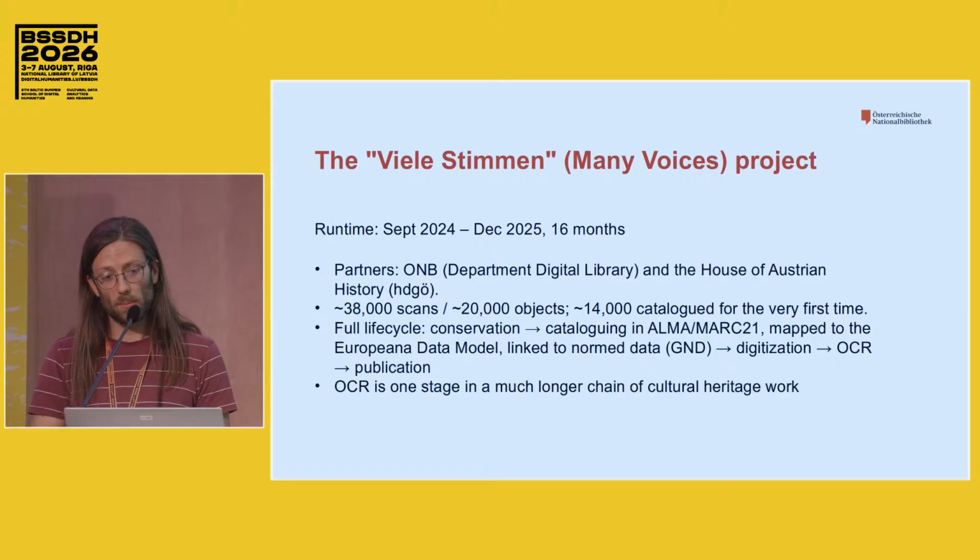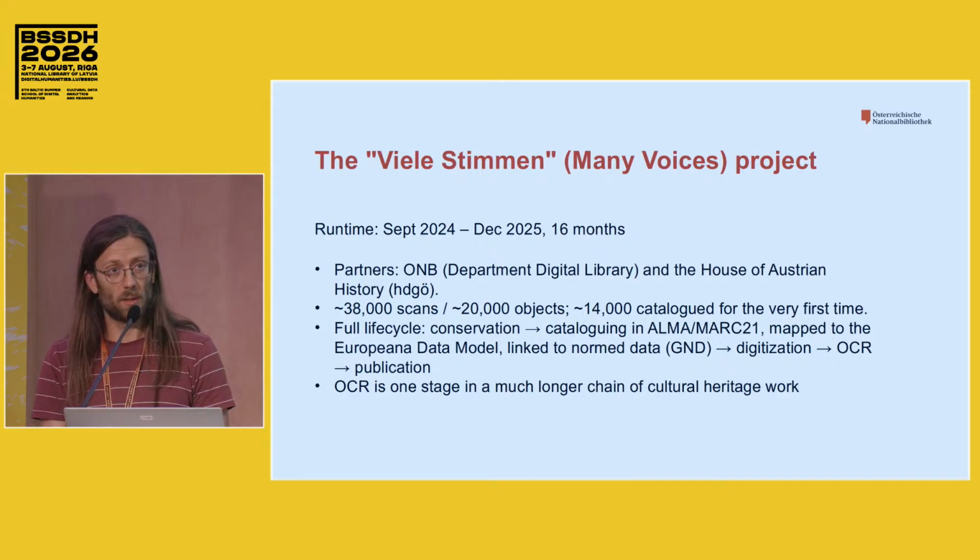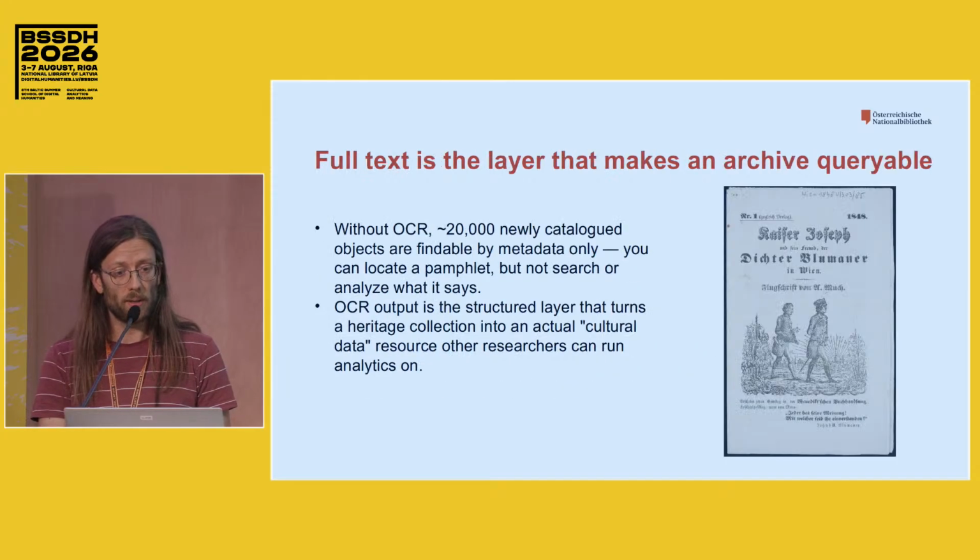Then it will be mapped to a data model, and the author and the subject in the text will be mapped to normed data. In the German-speaking world, there is a normed data file for this, and I believe many other libraries have other files for this. Then it will be digitized, and finally, that's where we come in, we create text for it, and then it can be published to the world. So we are one important step in this big chain of the pipeline.